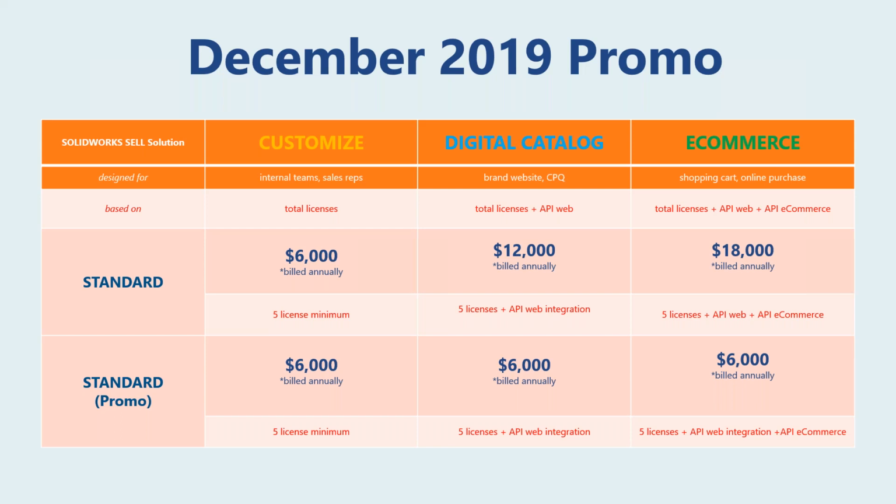Sure. So with the starter for 1,500, if purchased before end of year, you'll get one license, and it will also include the high quality rendering, the analytics, and the augmented reality. But for the price of customized standard, you could also get digital catalog or e-commerce as well. So for 6,000, you'll get 5 licenses.